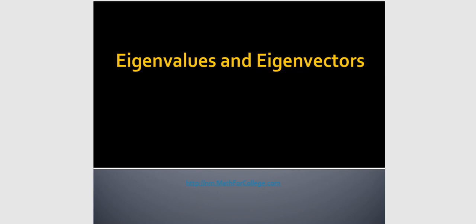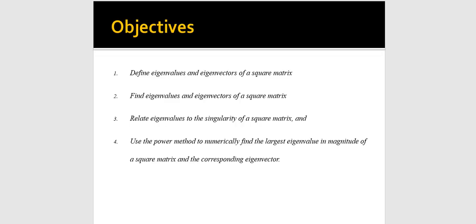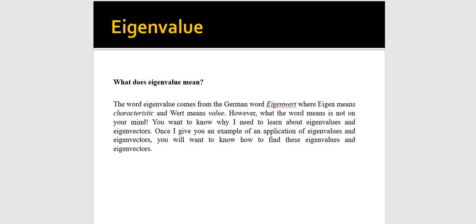Dear students, in this class I will be talking about eigenvalues and eigenvectors. First we will go through the definition of eigenvalue and eigenvector, and after that, finding them, relating eigenvalue to the singularity of a square matrix, and using the power method to numerically find the largest eigenvalue and its magnitude.